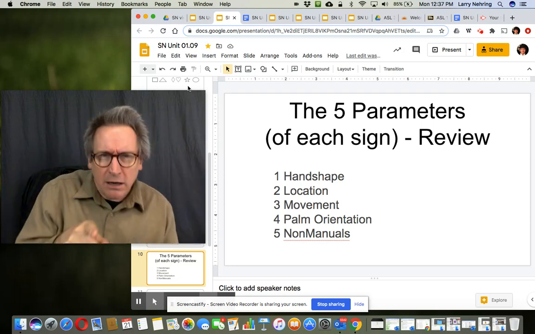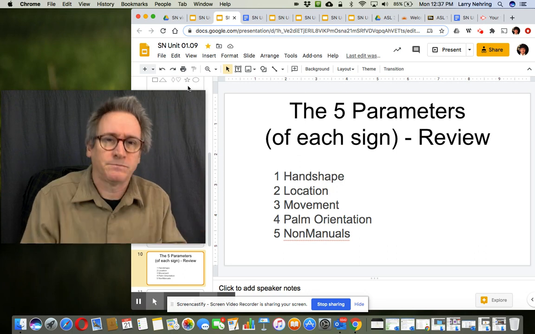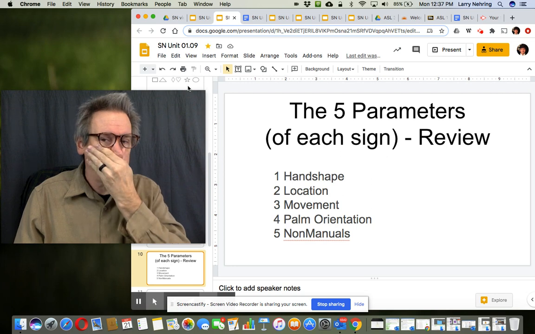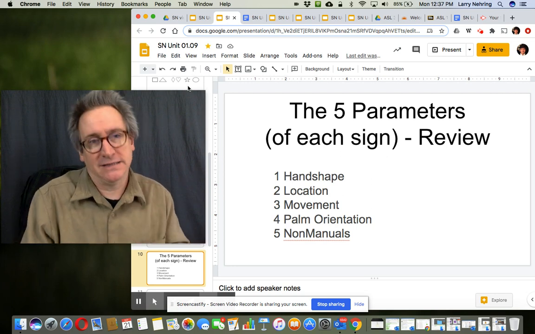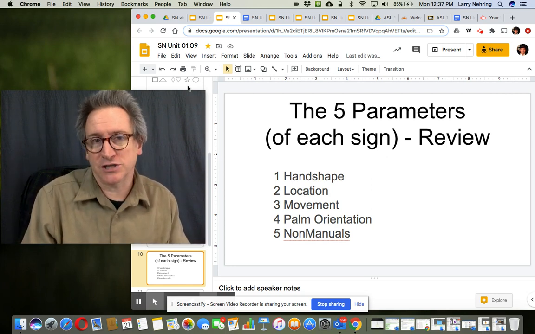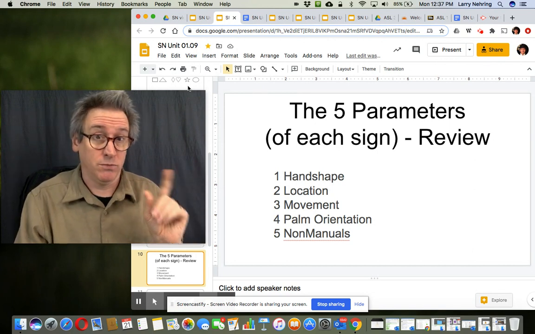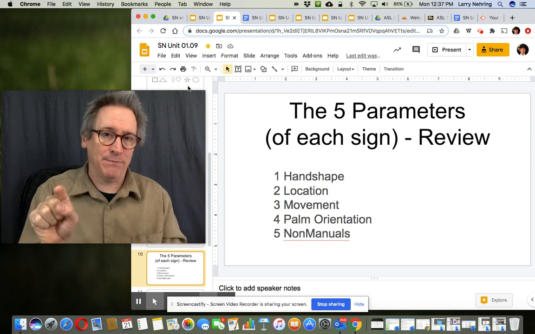So eyebrows down, because you want info. So again, those are the 5 parameters. I guarantee you they'll be on the final exam. It's a go-to question for sign language teachers to put in a written section. So worth memorizing and knowing examples.